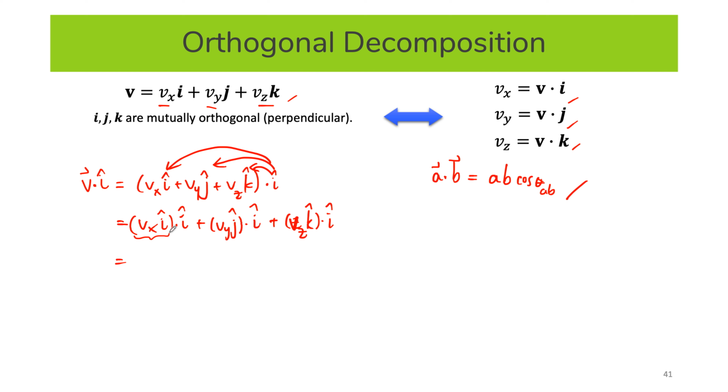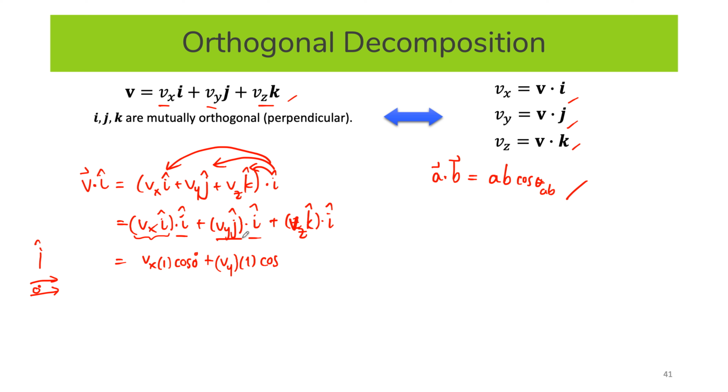The first vector has a magnitude of vx. The second vector has a magnitude of 1 because it's a unit vector. And cosine of the angle between vector i and vector i itself. Now vector i, let's say, is this direction. The vector i itself will have an angle of 0 degrees with respect to itself, right? We're going to the next term. This one has a magnitude of vy. i itself has a magnitude of 1. And the cosine of angle.